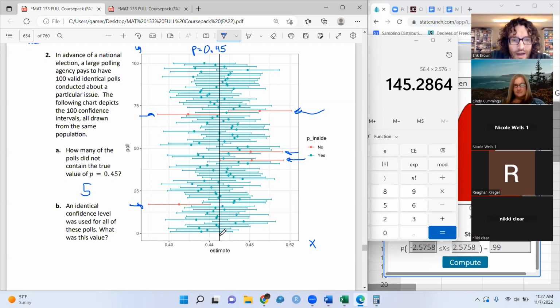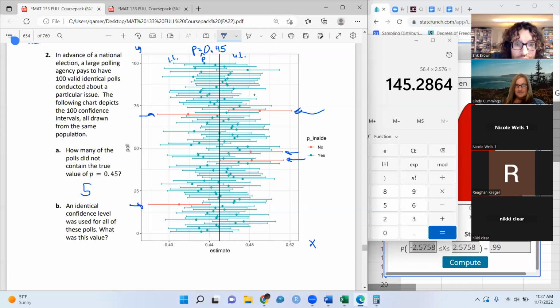So this 0.45 is the true proportion. Somehow we knew this, which is really what we're usually guessing at. So we're noting that 5 of these do not have 0.45 somewhere within them, between the lower limit and the upper limit. This little thing here would be the lower limit and the upper limit. So this confidence interval contains the true population proportion. The point estimate, in other words the p hat, are the dots.